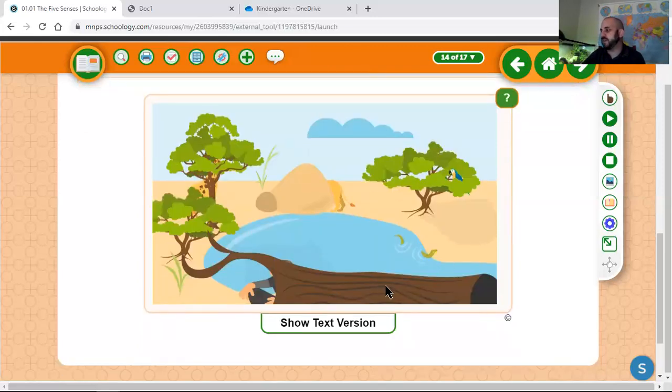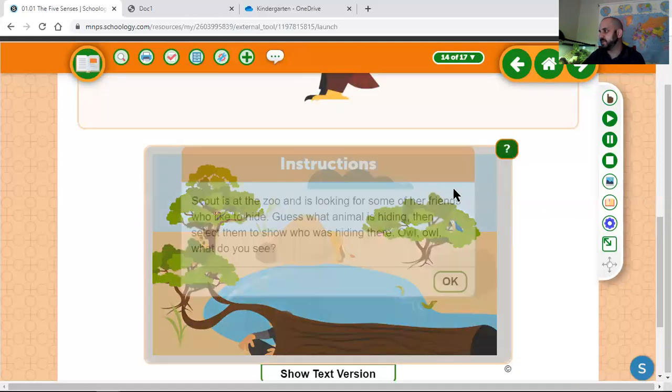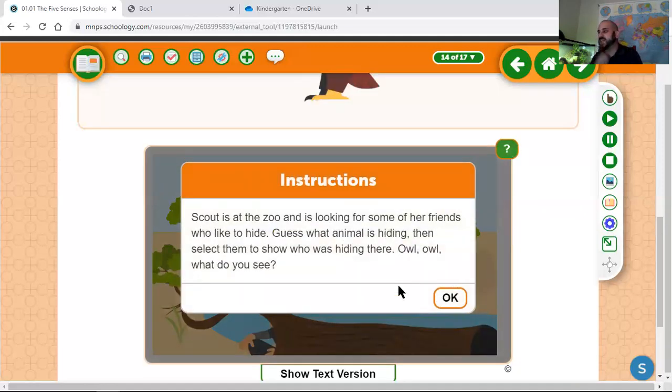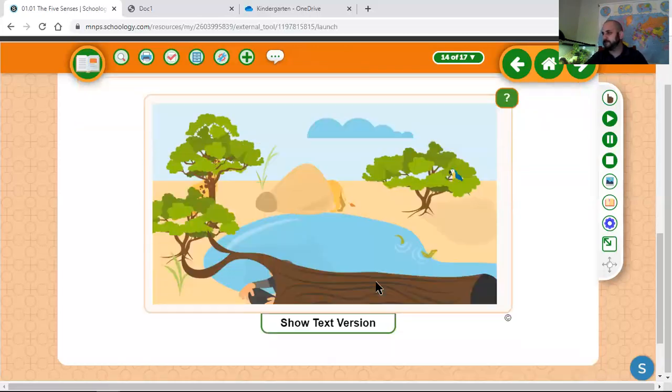All right, let's see. What are we doing here? Scout is at the zoo and looking for some of her friends who like to hide. Guess what animal is hiding, then select them to show who was hiding where. What do you see? All right.